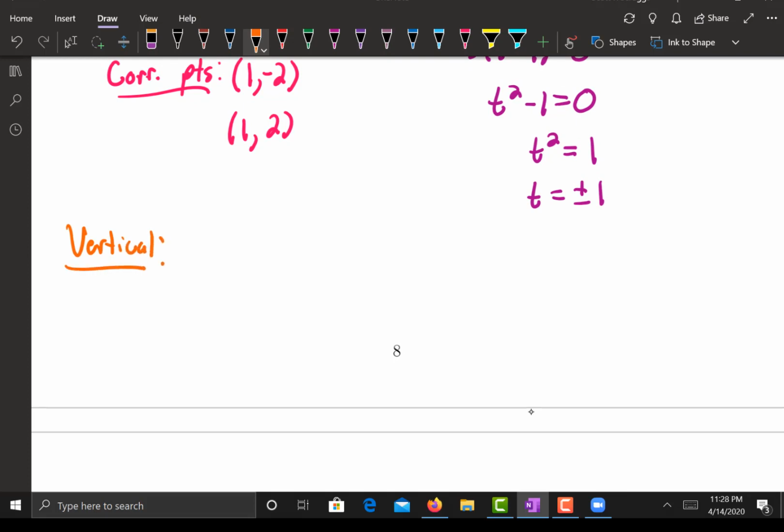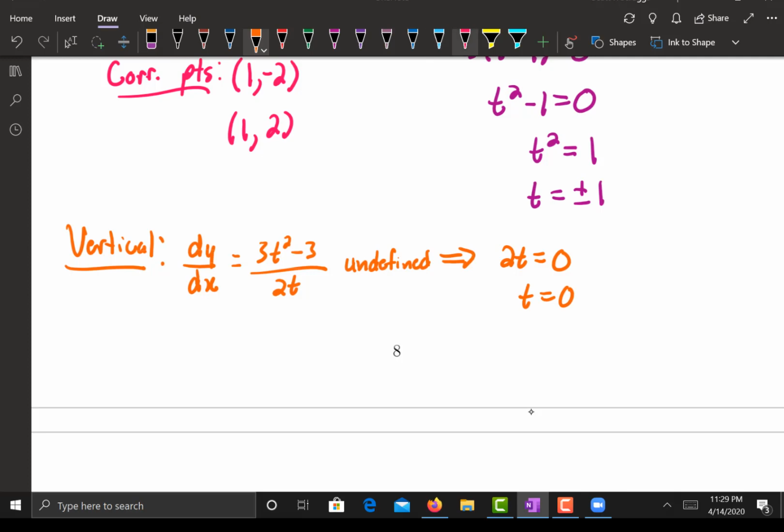My work for vertical is the same amount of work. Now, if I say that I have a vertical line, then that means the slope of that line is undefined, meaning I need to figure out what values of t make this undefined. A way to make that undefined very quickly is to make the denominator equal to 0. So I need to set 2t equals 0, which means t will equal 0.